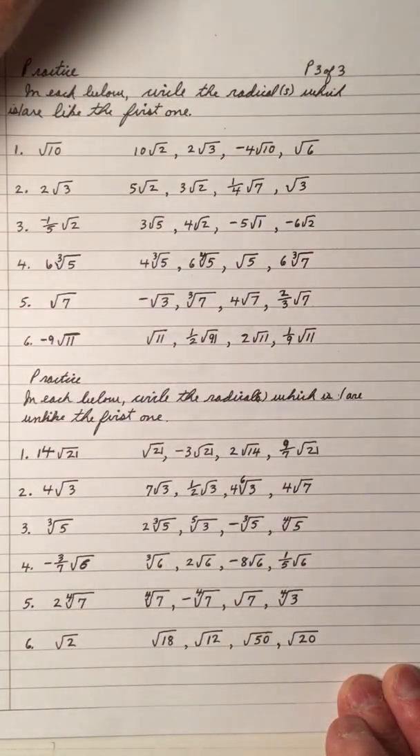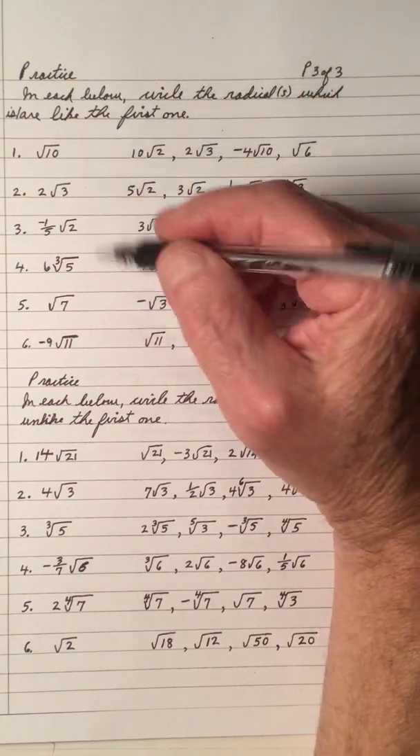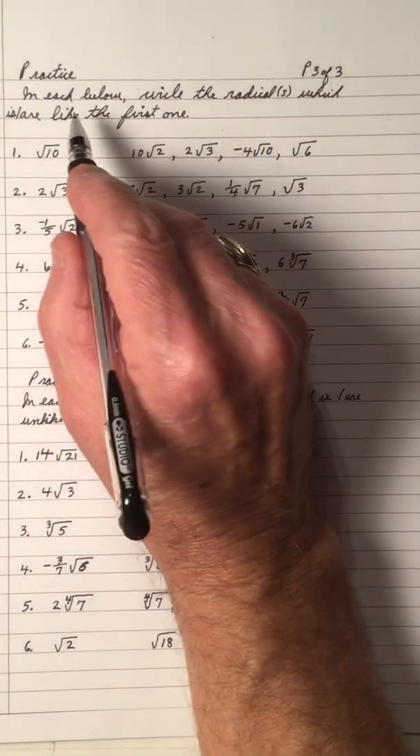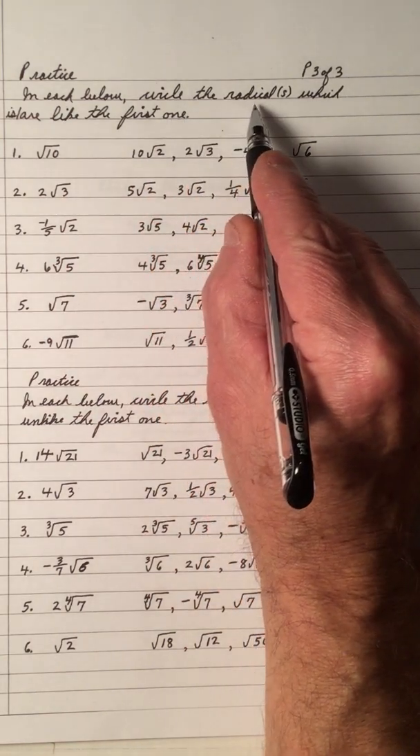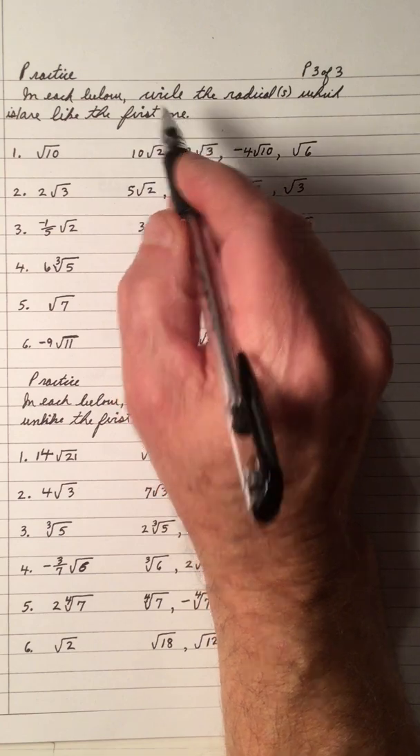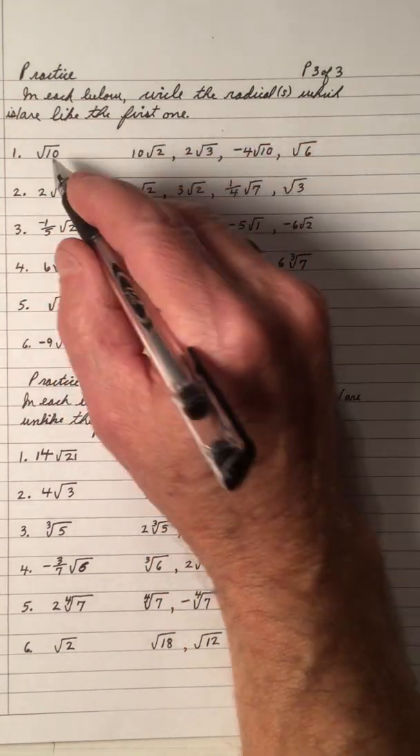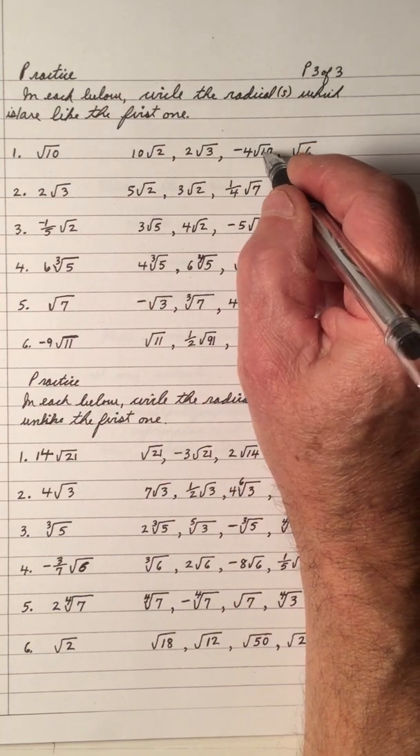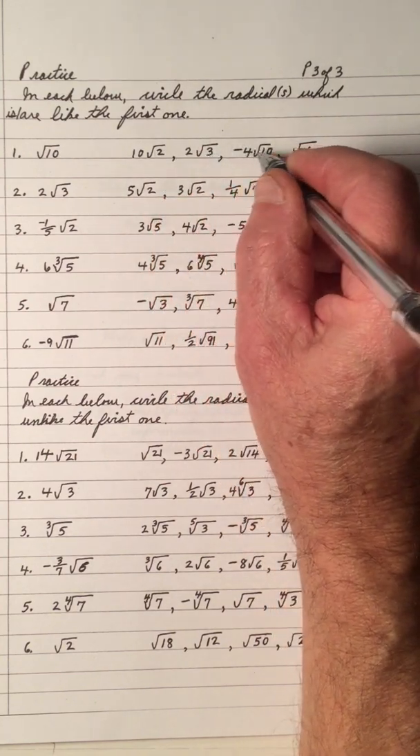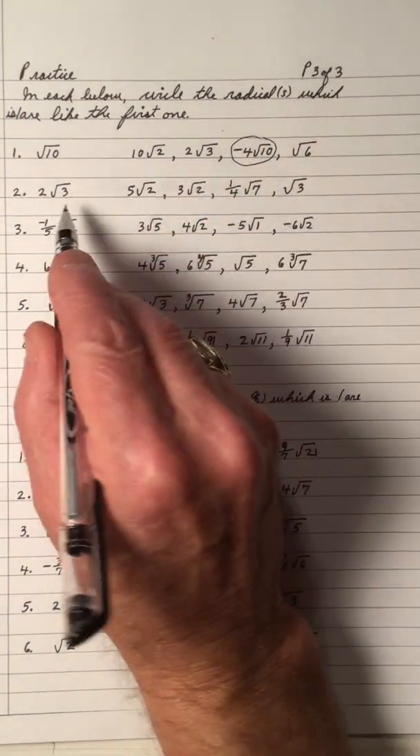Let's continue. Practice. Work these out and play it back to see if your answers are okay. In each below, circle the radical or radicals which are like the first one. So I have the square root of 10. Which one is like the square root of 10? Is it the square root of 2? No. Square root of 3? No. Negative 4 square root of 10. There's the one that's like it.